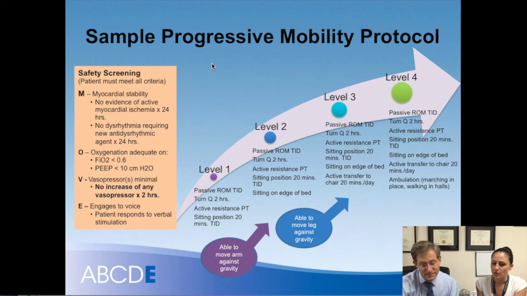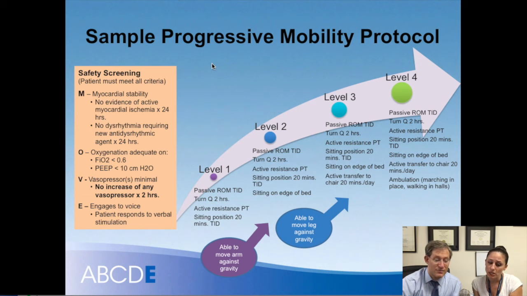Yes, so the safety screen uses the mnemonic MOVE. So these are patients who, if they meet all these criteria, you can start by assessing them for early mobility, right? Correct. Okay. So, you want to make sure that the patient has cardiac stability, no evidence of any myocardial ischemia for 24 hours or dysrhythmias using any antidysrhythmics for 24 hours. You want to make sure that they're oxygenating well on low levels of oxygen and PEEP, and that they're on minimal vasopressors. Just because they're on vasopressors doesn't mean that they can't get moving. You just don't want to be titrating up for within the past 2 hours.